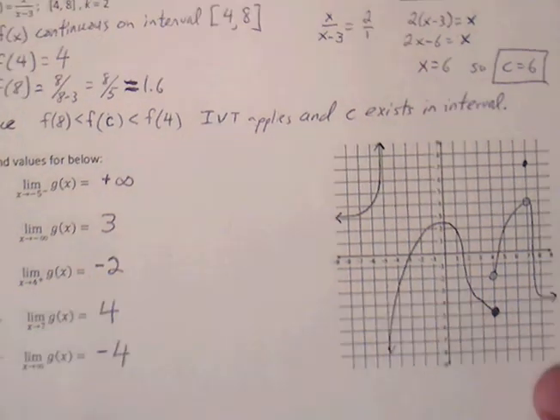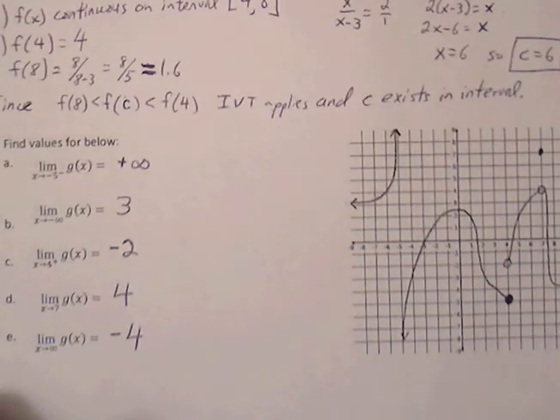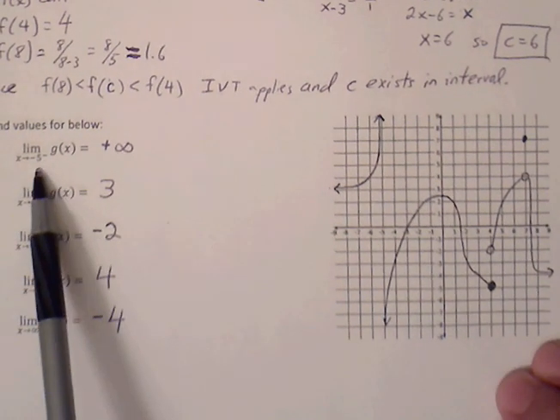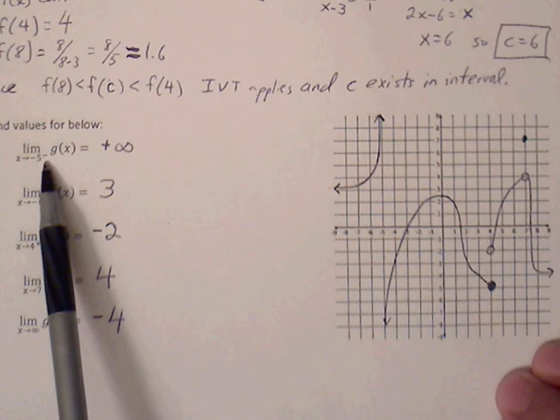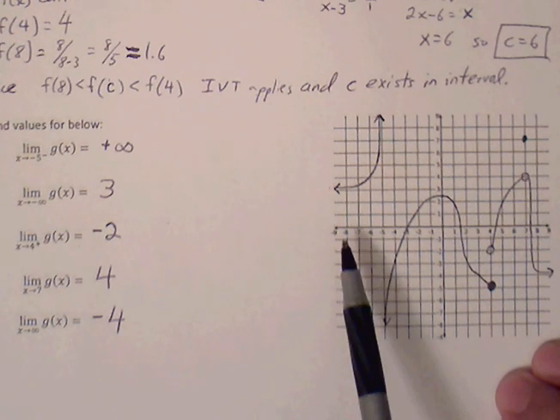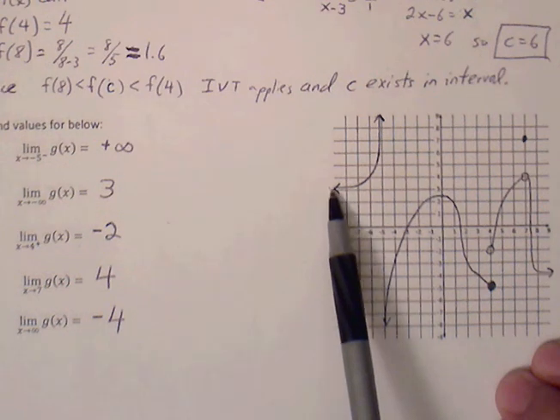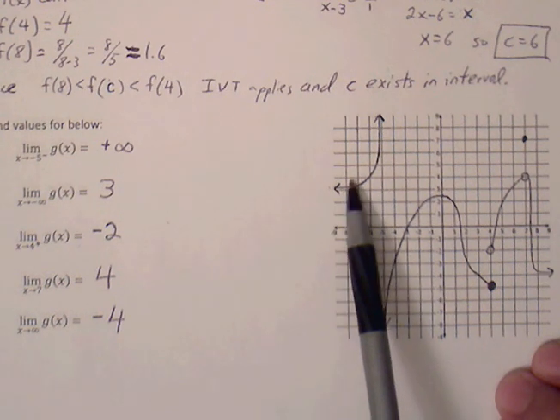Okay, finally, we're looking at the graph to determine the values. Okay, so the limit as x approaches -5 from the left side of -5. So if we approach -5 from the left side, that means we're talking about this branch. As we get closer to -5, we see that the y value is going to positive infinity.